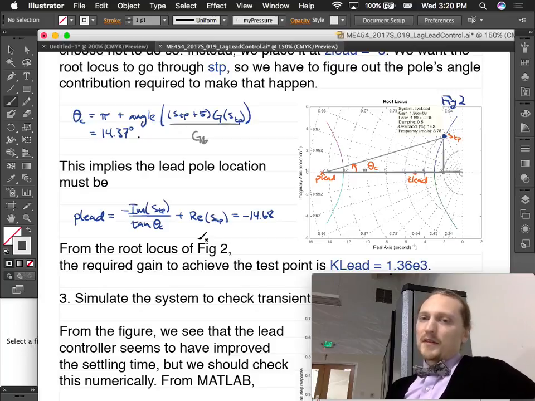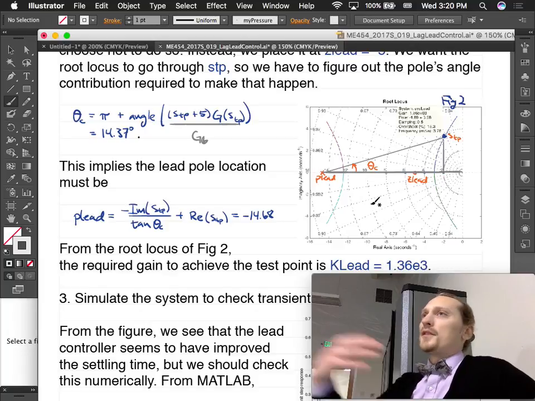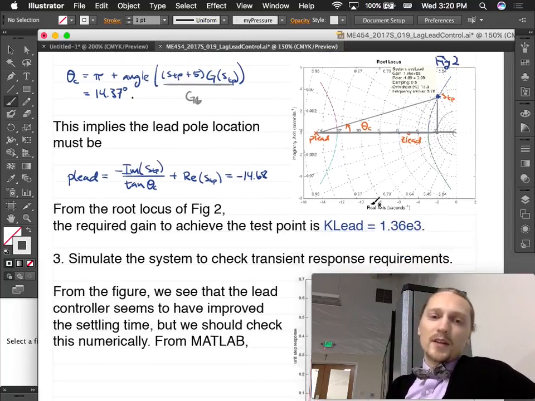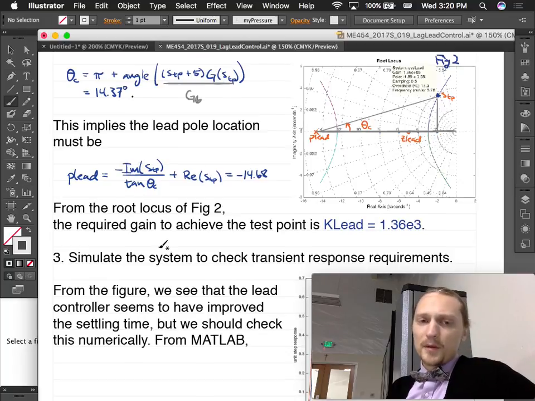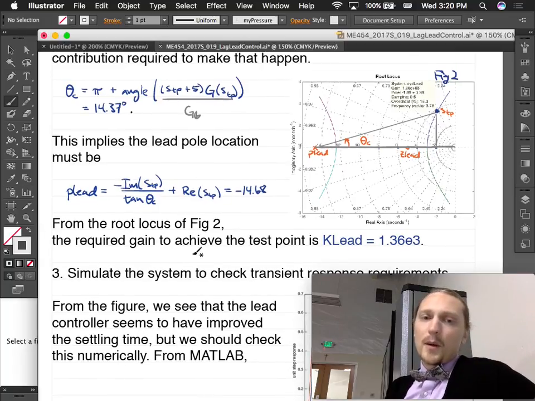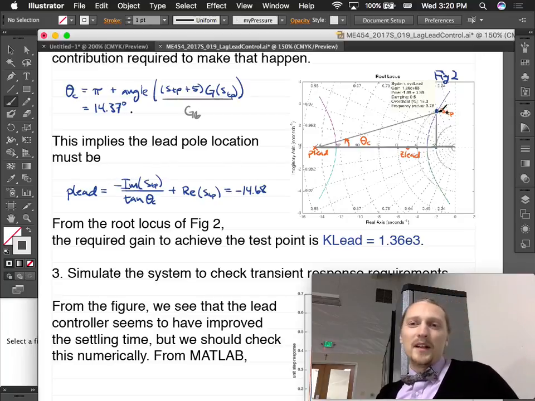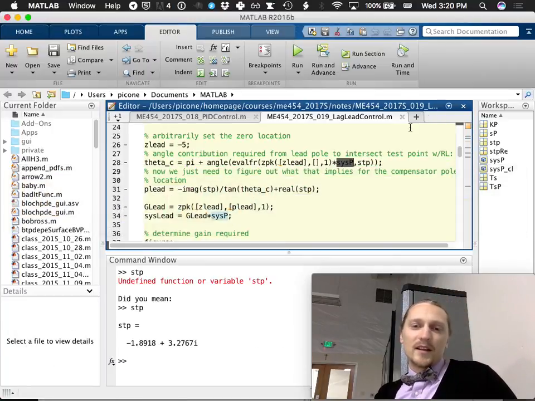So now we computed where our lead pole needed to be. We chose our zero, and we found where our pole needed to be through a somewhat painful process. We found our pole location. So from the root locus of figure 2, the required gain to achieve this test point, which our root locus now goes through. Thank goodness, after all of that, it does. We need to compute what the gain should be.